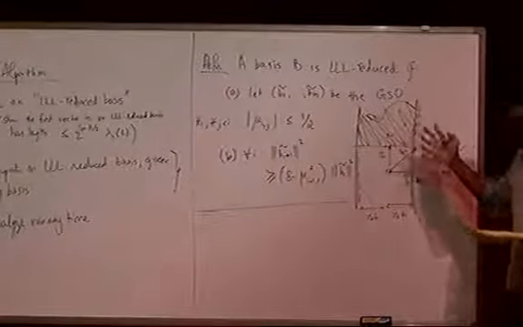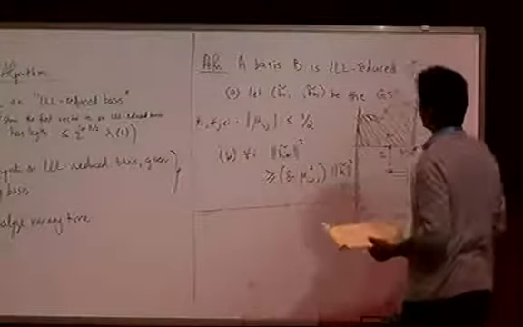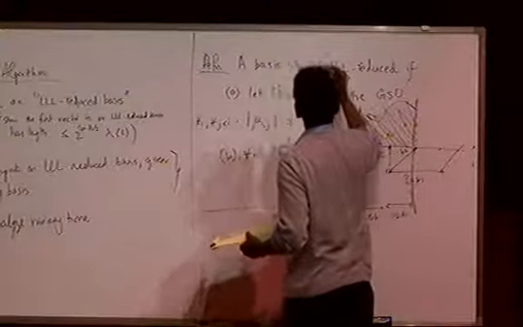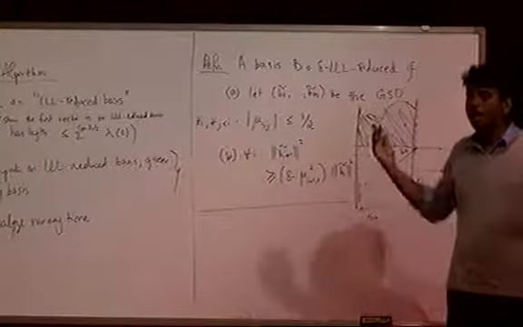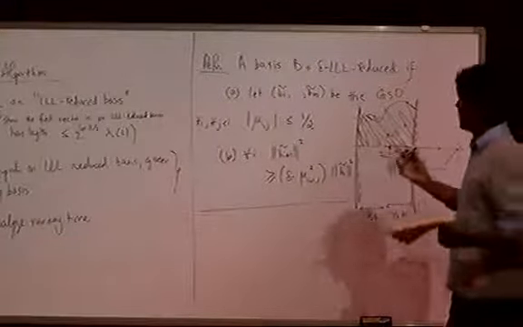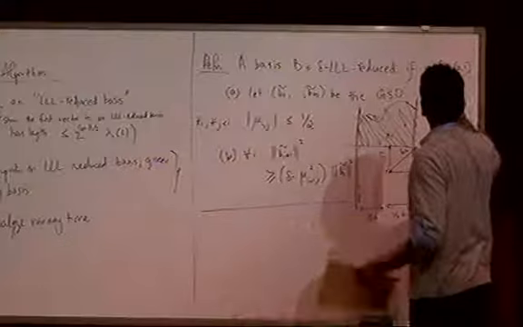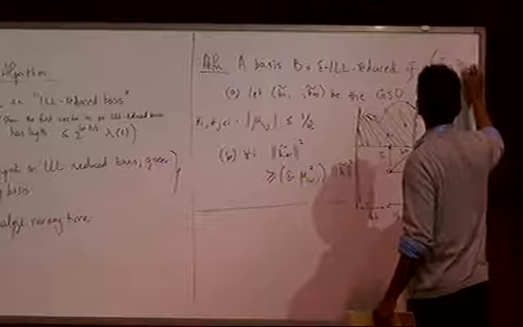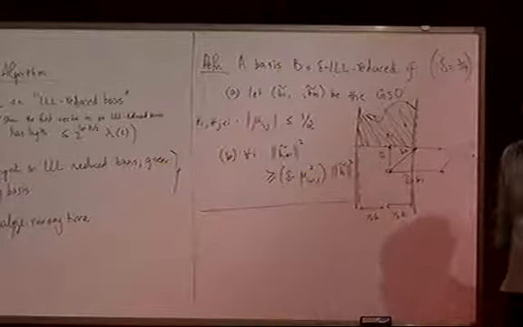Could you give us what delta was? Yes, good. So the basis B is delta-LLL reduced. Delta is any number that you want. It makes sense if delta is in (0, 1), and in fact, what we will assume is delta equals something like 3/4. So it's a small constant. Think of it as a constant between 0 and 1.